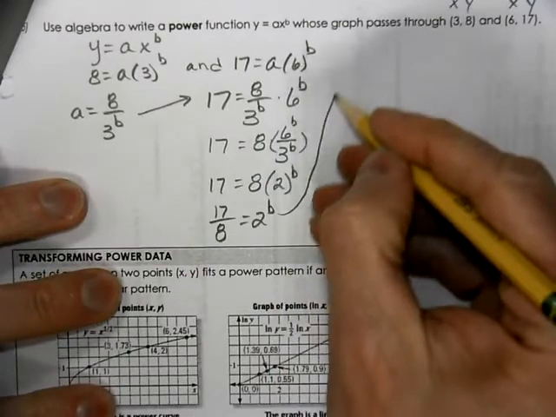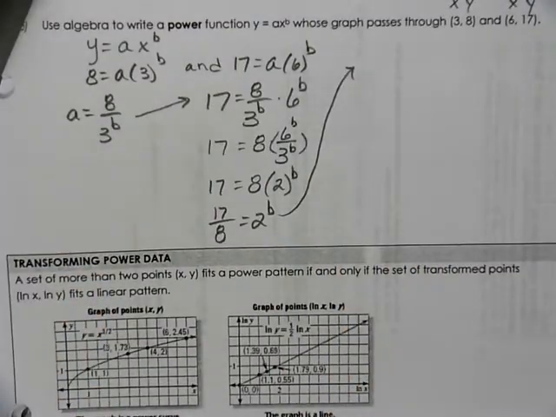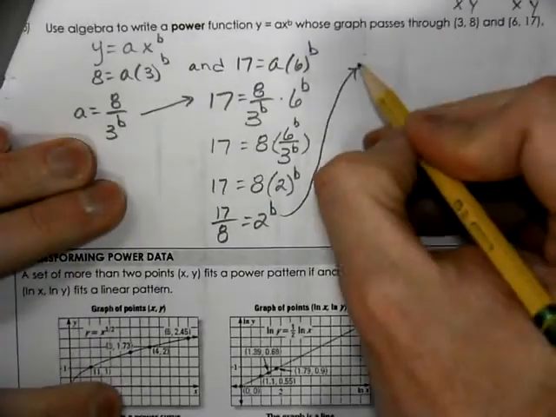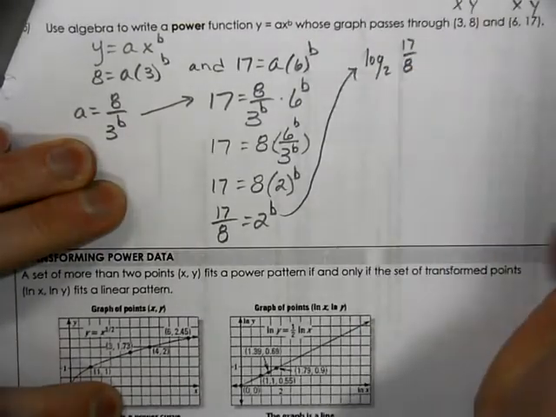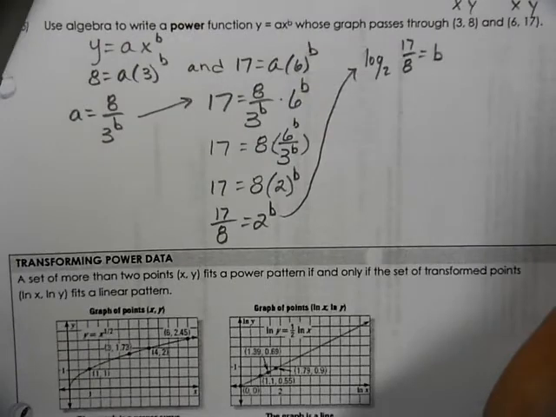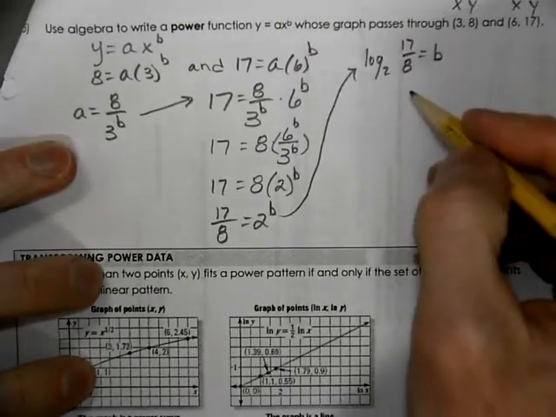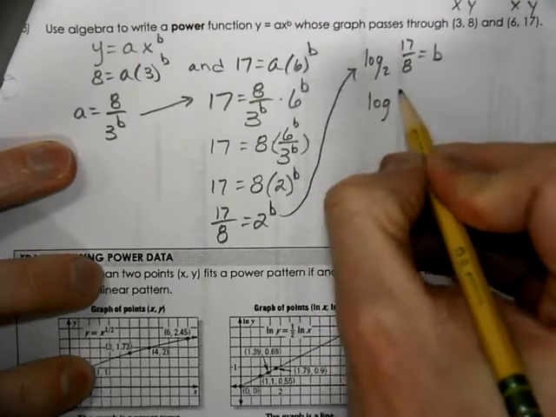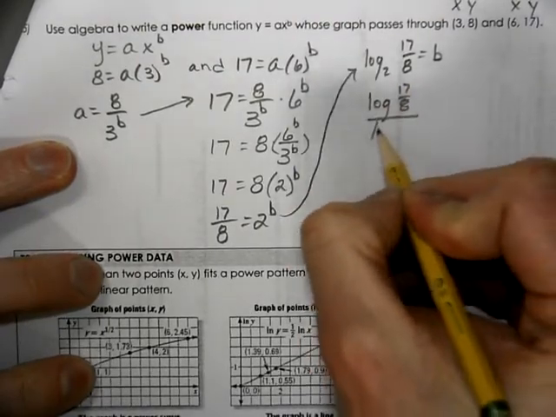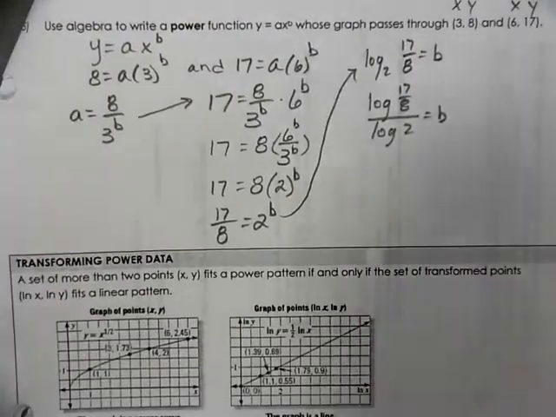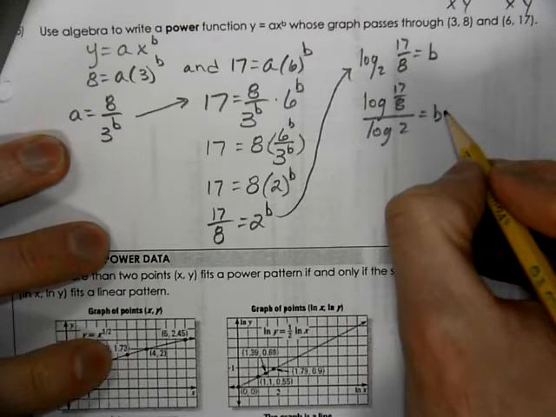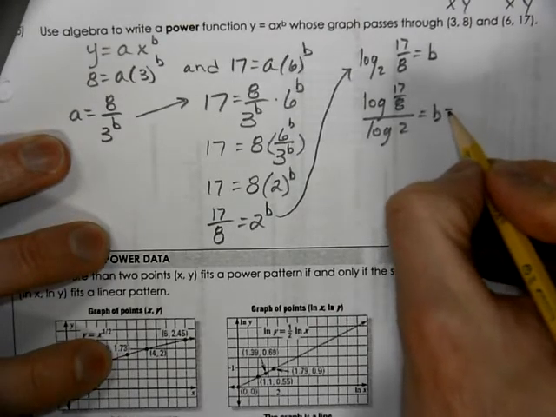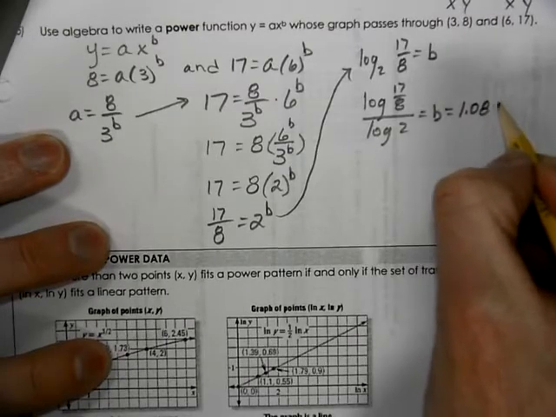And then what would I do next? What am I trying to accomplish? I need to figure out what b is. So I'm going to use a logarithm, base 2 of 17 over 8 to equal the b value. To do that, I'm going to use the change of base formula. And we figure out that the b value is going to equal 1.087.